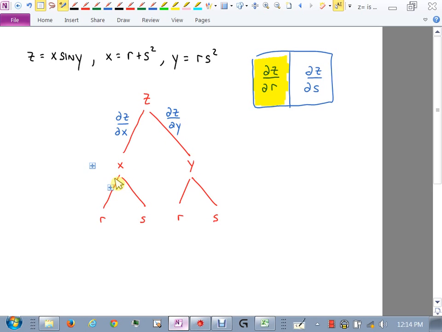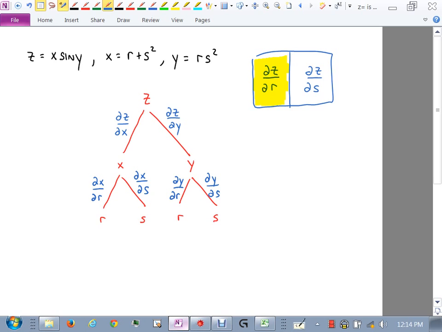How about this x down to the r? It's a partial, right? It's a partial because x depends on two things. Partial x with respect to r, and then partial x with respect to s, partial y with respect to r, partial y with respect to s. Do y'all see that? Everyone make sense out of this?